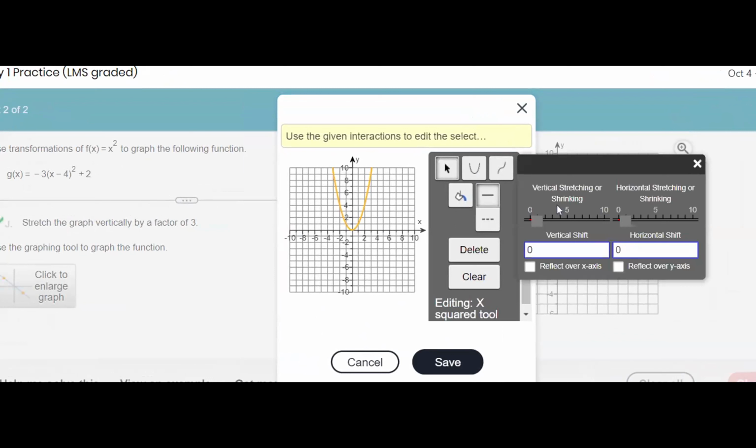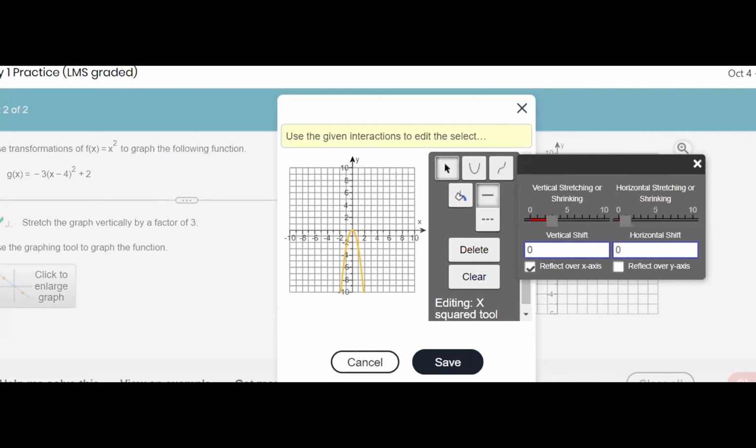It's a vertical stretch of 3, so you want to move that slider over to 3. There it is. And then it reflects over the x-axis, so check that box down there. And you've already accounted for the up 2, I guess. The graph doesn't look right though. It doesn't, so change.